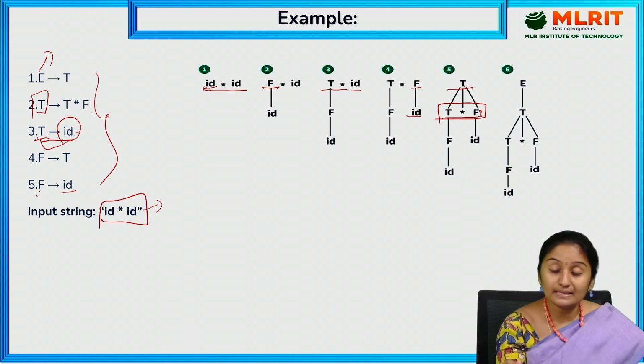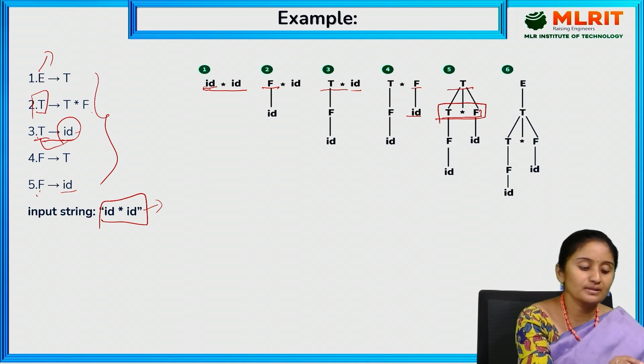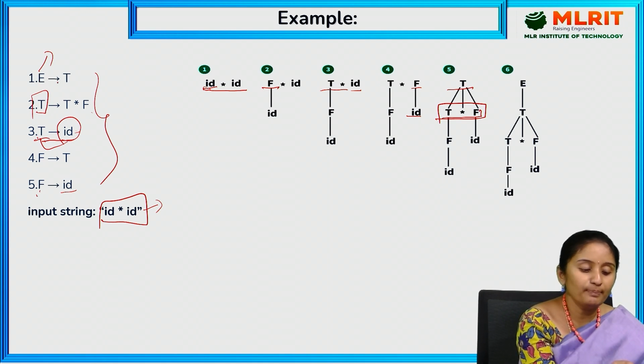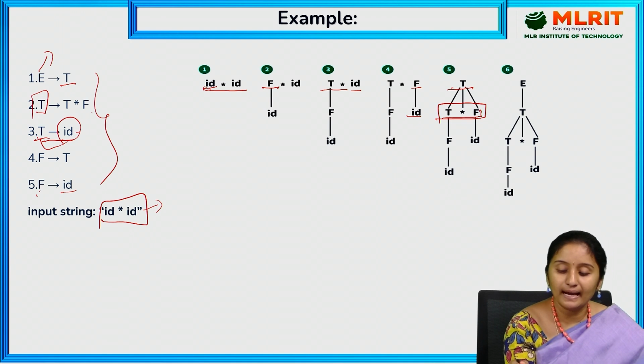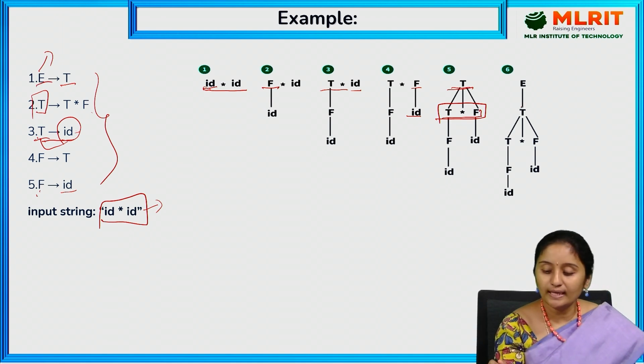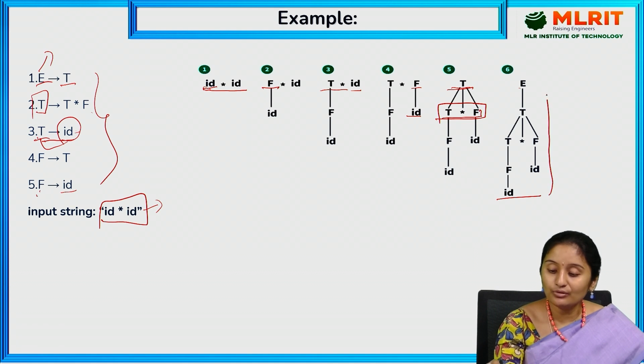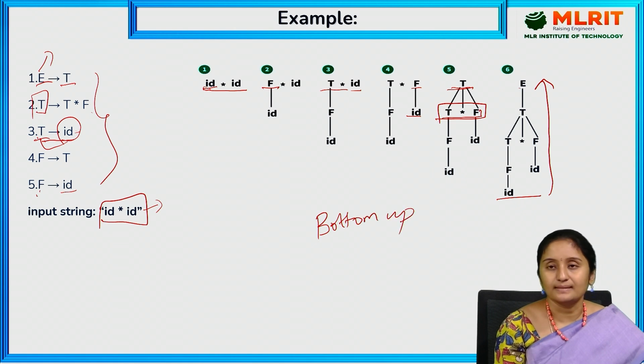Is it the start symbol? No, it is not the start symbol. The first production is the start symbol. Now T can be replaced with E. I can handle T with E. So T is handled with E. I have started from the leaf node and I have reduced it to the start symbol. So this is what we are going to call a bottom up parser. Bottom up parsing: started from the leaf node and slowly reduce it until I get the start symbol.